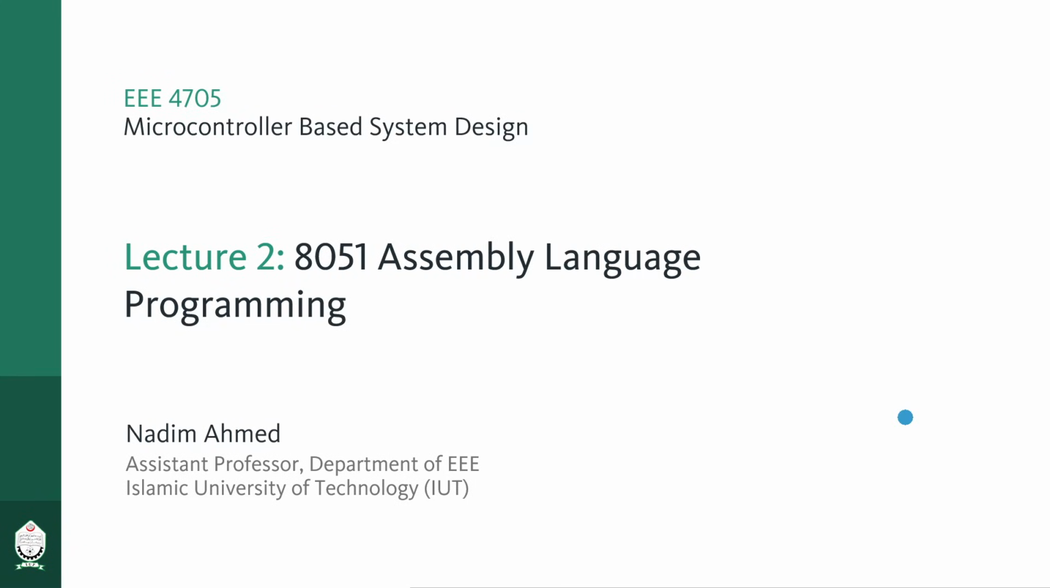This is lecture 2 of our course EEE 4705. In this lecture, we will try to understand the very basics of assembly language for the 8051 microcontroller. Previously, in the last semester, you learned about assembly language, but that was specifically for the 8086 microprocessor.